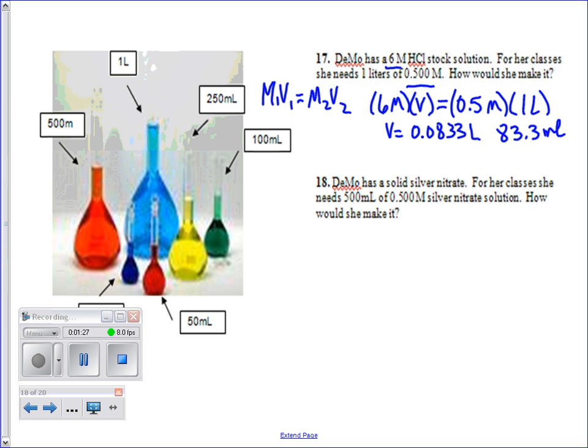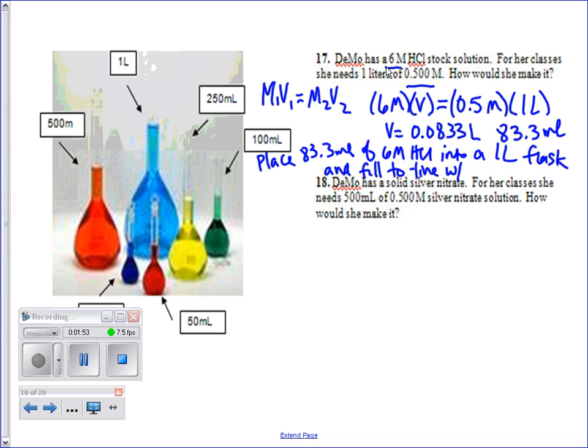Again, I need a physical description of what you do to make this solution. So you need to write a statement. Place 83.3 mils of 6 molar HCl into a 1 liter flask and fill to the line with water. Again, fill to that 1 liter mark. You can also say QS, that means fill to the line.